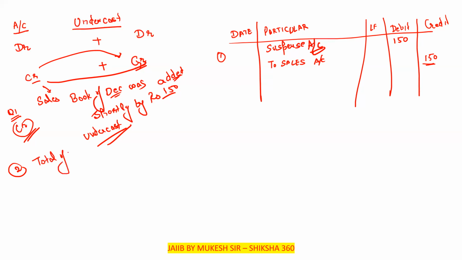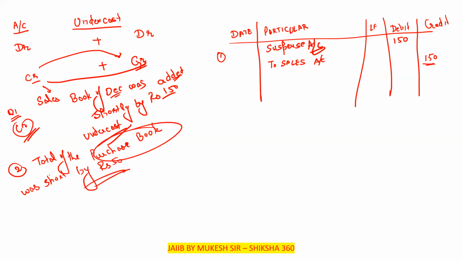Total of the purchase book was short by rupees 50. Clear? That is basically we have taken out less amount from the purchase book. So what is the meaning of that? We have taken out less amount from the purchase book. So basically we have to debit more.